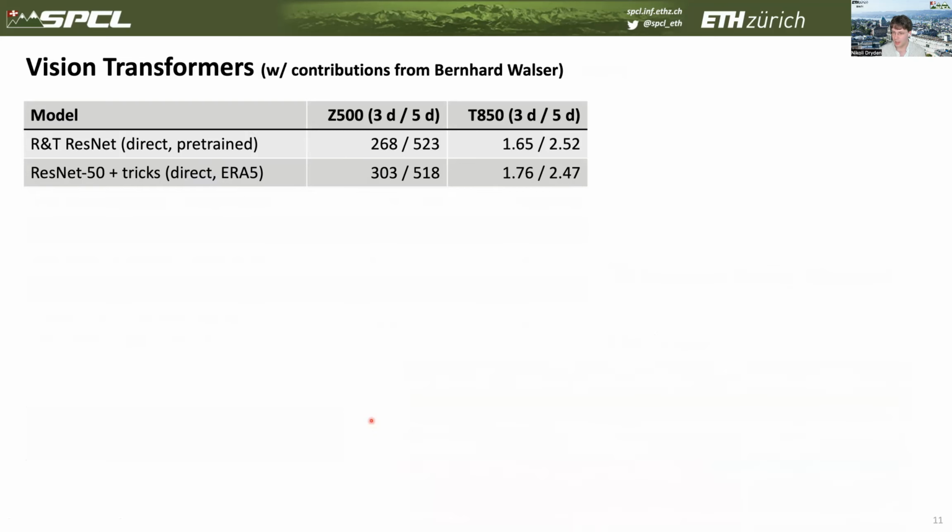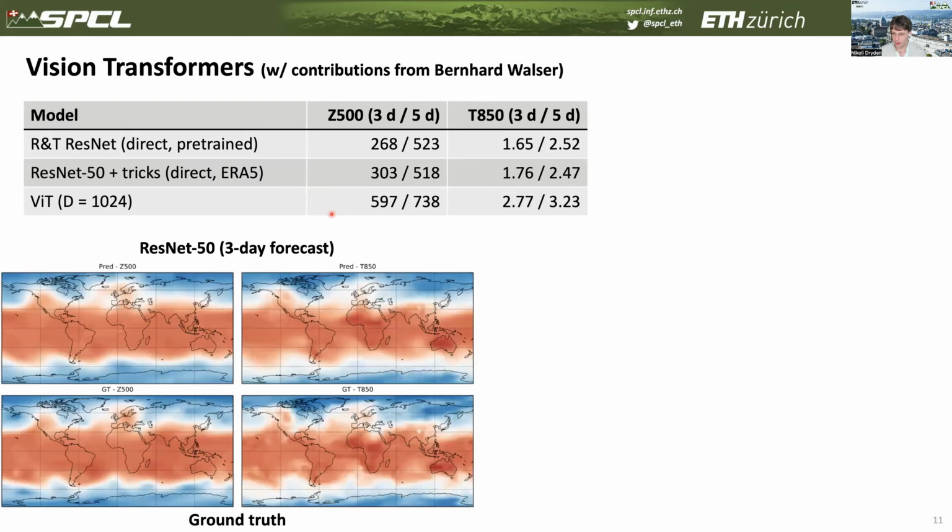But of course, if ResNets work well, then perhaps vision transformers should work even better, since they're often providing state-of-the-art results in image classification now. So let's pull out a vision transformer, just a standard one, and try it. And as we can see, the performance is quite bad. In fact, it's even worse than the ResNet 50 without any modifications.